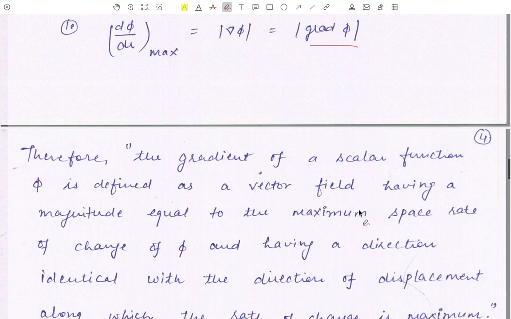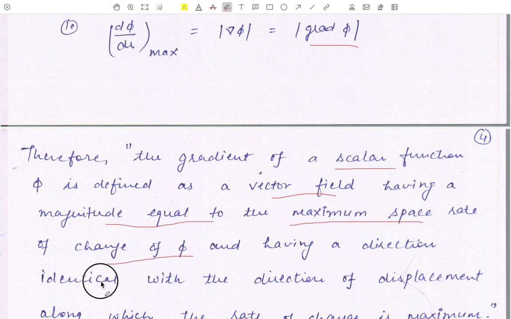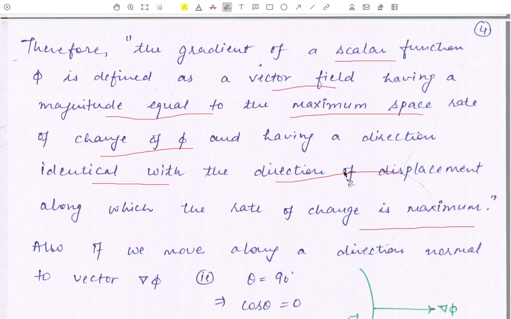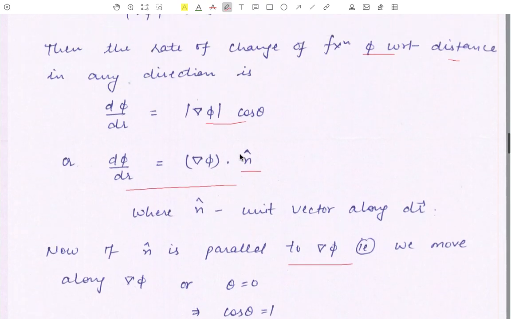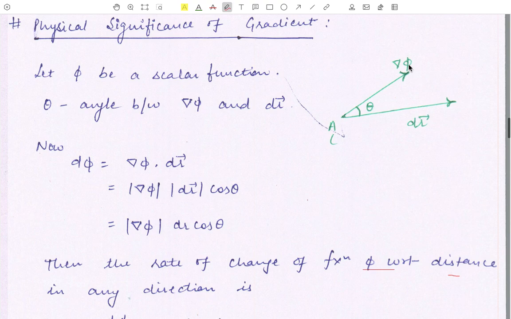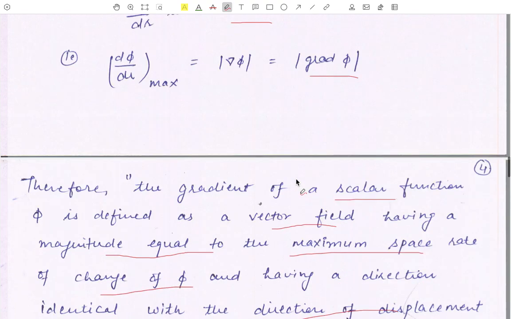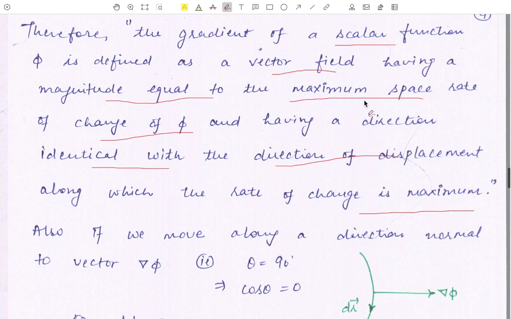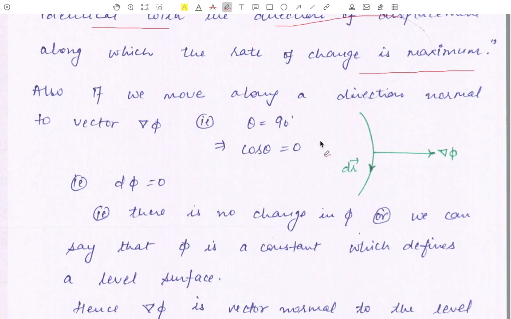Okay, that means the gradient of a scalar function, here the gradient of a scalar function phi, is defined as the vector field having a magnitude equal to the maximum space rate of change of phi and having a direction identical, that is parallel, with the direction of displacement along which the rate of change is maximum. And this is what we saw here: if the direction of displacement is equal to the direction of gradient phi, then gradient phi is a vector whose magnitude gives the maximum value of the space rate of change of phi.